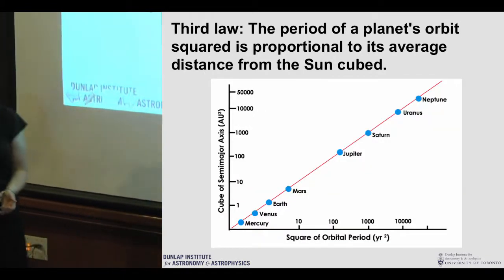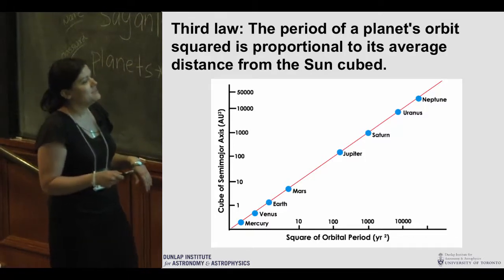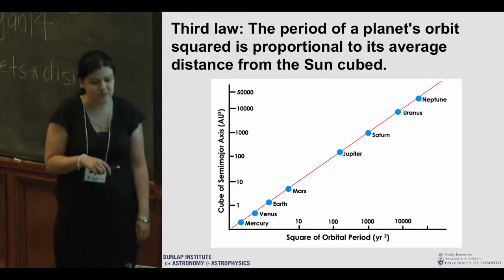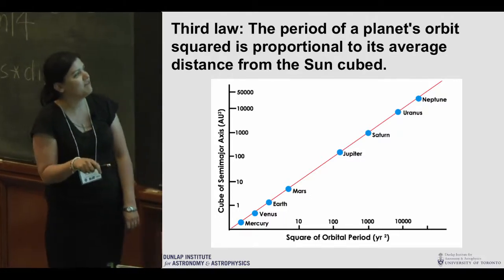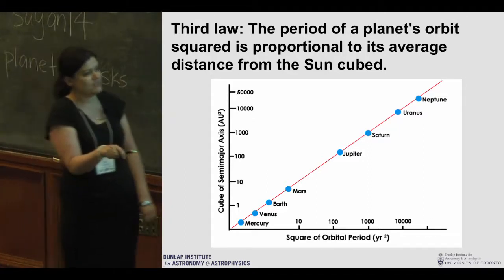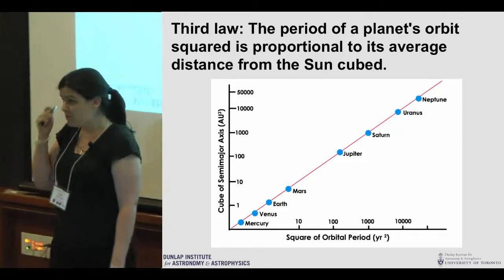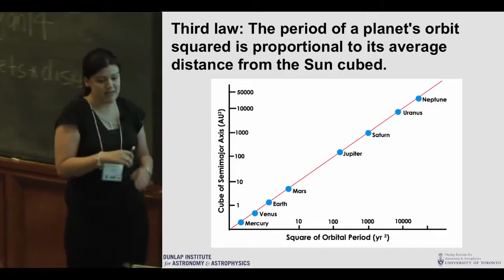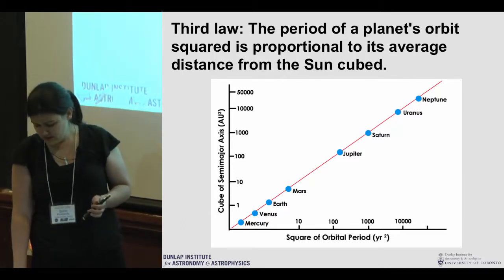And then the third law, the one I use the most often probably, is that the period of a planet's orbit squared is proportional to its average distance from the sun cubed. This is shown here. When Kepler did this, these two weren't even discovered, so you can pretend you don't have those. Here's the cube of the semi-major axis versus the square of the orbital period. And you can see it follows this nice line. He saw this as a proportionality. Of course, we know that these are all related to each other through the mass of the system. But we know that now.